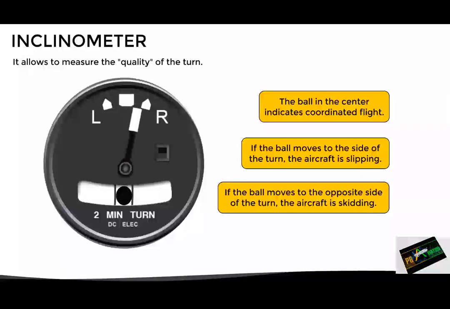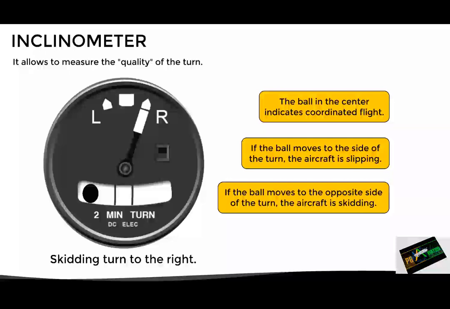For example, here we can see that the instrument indicates a turn to the right, and since the ball remains in the center, we say that the aircraft is making a coordinated turn to the right. If in this situation the ball moves to the right, which is to the side of the turn, it will be indicating a slipping turn to the right. And if the ball moves to the left, which is the opposite side of the turn, it will indicate a skidding turn to the right.